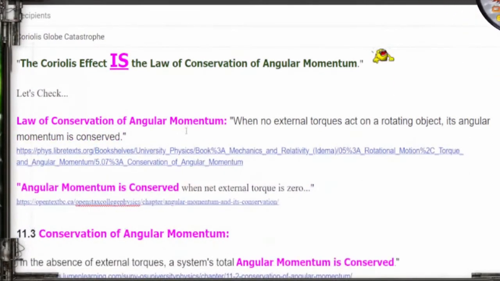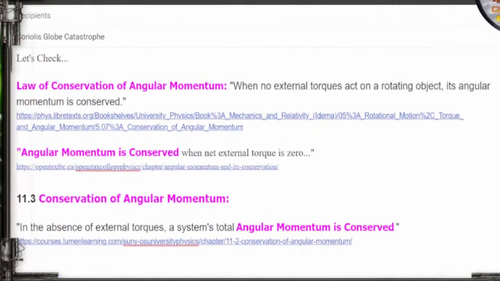Huh, really? Okay, well, let's check. Law of conservation of angular momentum. I have 3 citations here. I wanted to give them a fair shake, see if there's any difference. So, from Phys Libre text, you already seen this one.